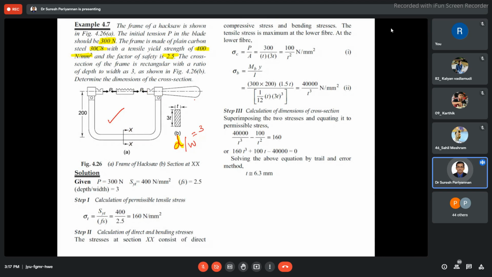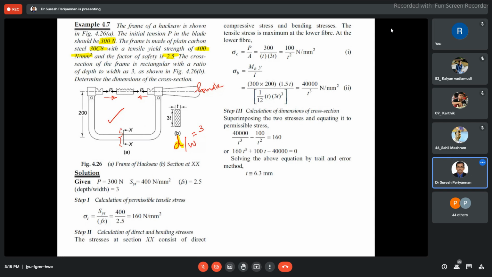Now the force is acting from the handle. This is the handle. We apply the force here only, right? This is our region of interest. The force is applied in the opposite direction from this region of interest. Obviously the component is going to be subjected to bending stress as well as direct stress. The force P is acting towards the inside, so the inner portion of the frame is subjected to compressive stress.